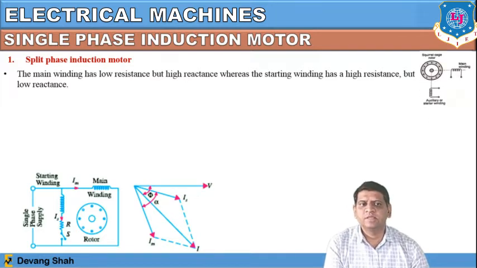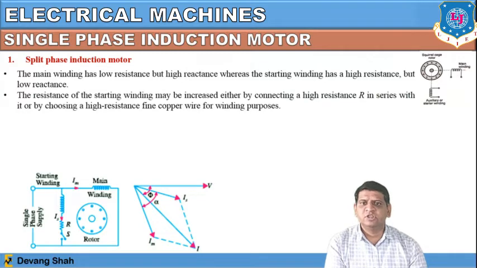So you can see there is a rotor where the two windings are connected in parallel with each other. From this, the resistance of the starting winding may be increased either by connecting a high resistance R in series with it, or by choosing high resistance fine copper wire for the winding.